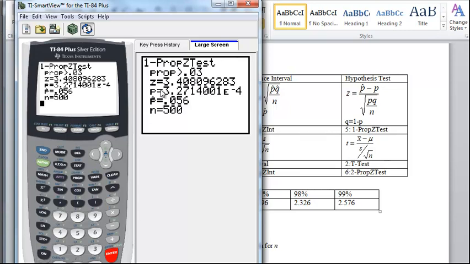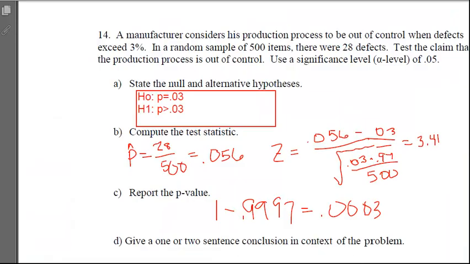Okay, so it's important to be able to read the correct information off. What I'm interested in is my test statistic 3.41, just like we got when we did it by hand. And then the next number is the p-value. So this says -4. That means I move the decimal point over 4 spaces. So my p-value is 0.0003, just like I got when I did it by hand.